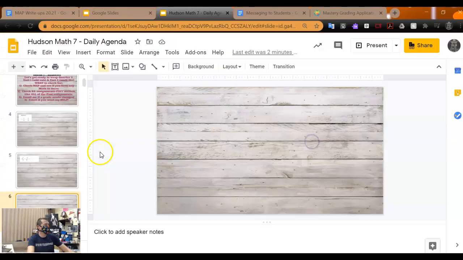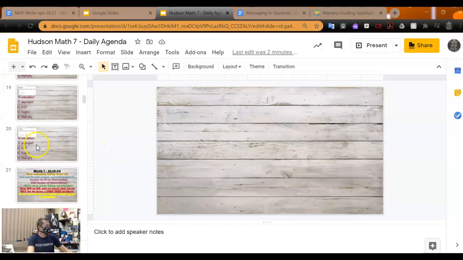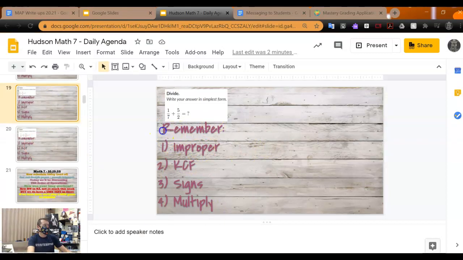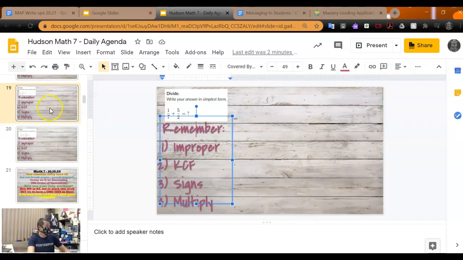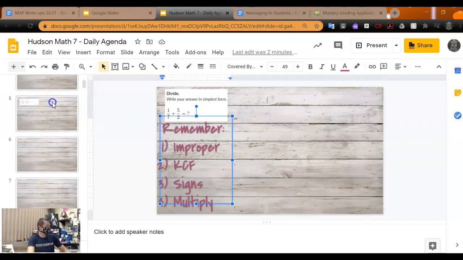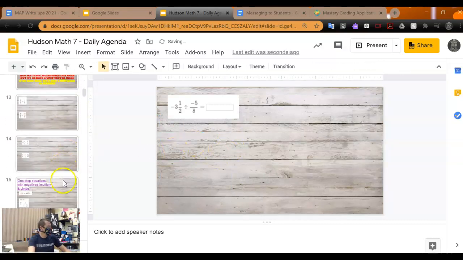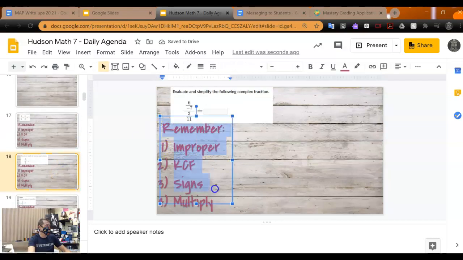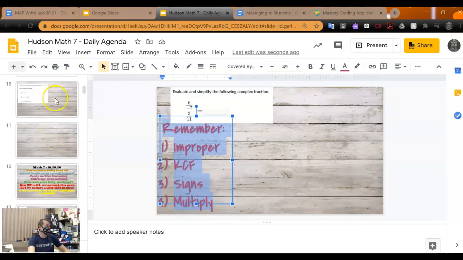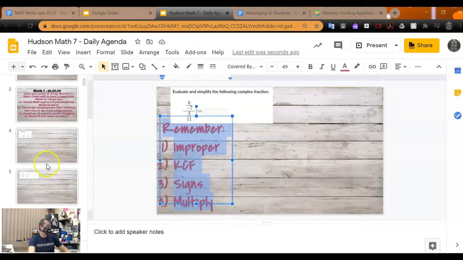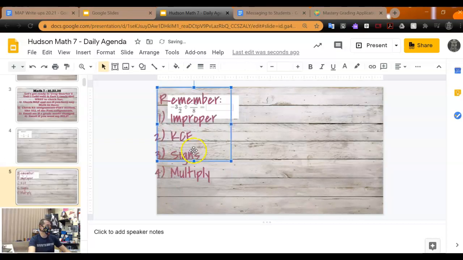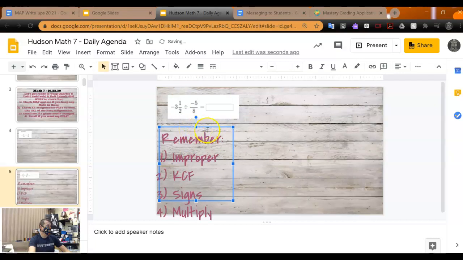Our lesson, actually I might run back into those slides, running down here to when we did this last week. So this was our little, I'm going to try to copy this whole thing. This was our little trick for what we need to remember, right? That 4-step process that if you need to, write that down again, right? So the first thing we do is make them improper. Then we want to keep, change, flip it. Then we want to analyze our signs. And then we want to solve, right? Do the multiplication.